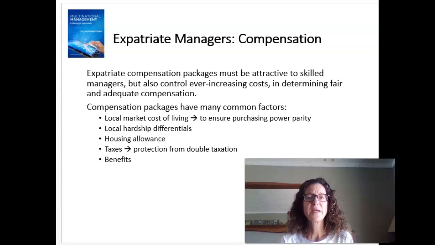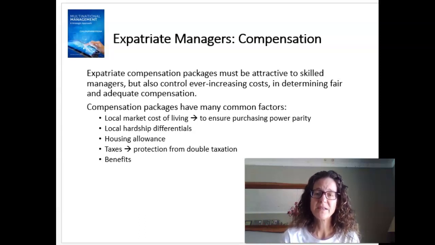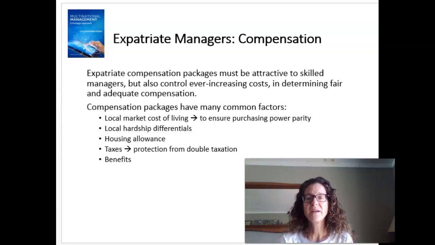As we discuss expatriate compensation, it's important to remember what the objectives of the compensation package are. In every organization, we try to construct compensation packages that help us recruit the talent that we need, retain that talent, and keep individuals motivated to execute organizational tasks. The same applies to expatriates. We want to make sure that expatriate compensation is attractive enough to attract people to take on foreign assignments.